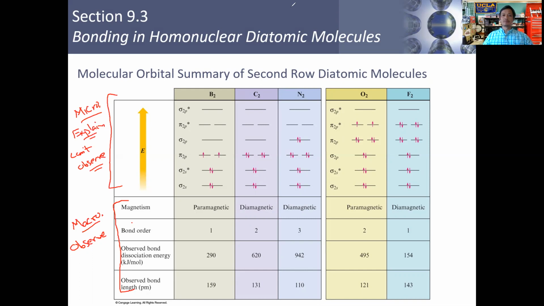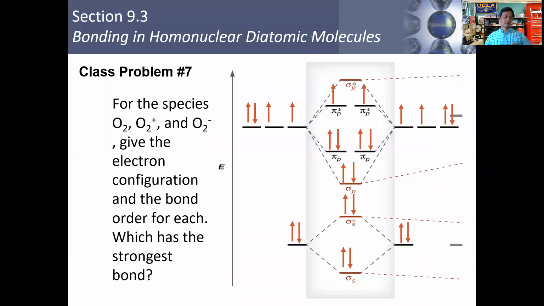So let's go ahead and let me save that really quickly, and let me ask you to do a couple here. Let's take a look at number 7 in your problem set. I have laid out here the electron configuration for oxygen. This is O2, and hopefully you recognize from the previous slide: 2 electrons in the sigma 2s, 2 electrons in the antibonding sigma 2s star, 2 electrons in the sigma 2p, 4 electrons in the pi 2p, and then 2 unpaired electrons in the pi 2p star.